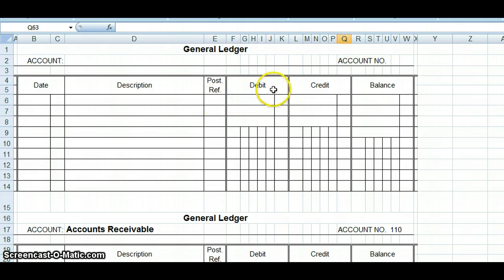And then you can see we have a debit and a credit and a balance. So we'll record whether it's a debit or a credit and then the balance. The important thing here is to understand whether the account has a normal debit or a normal credit balance. This account is going to be cash.